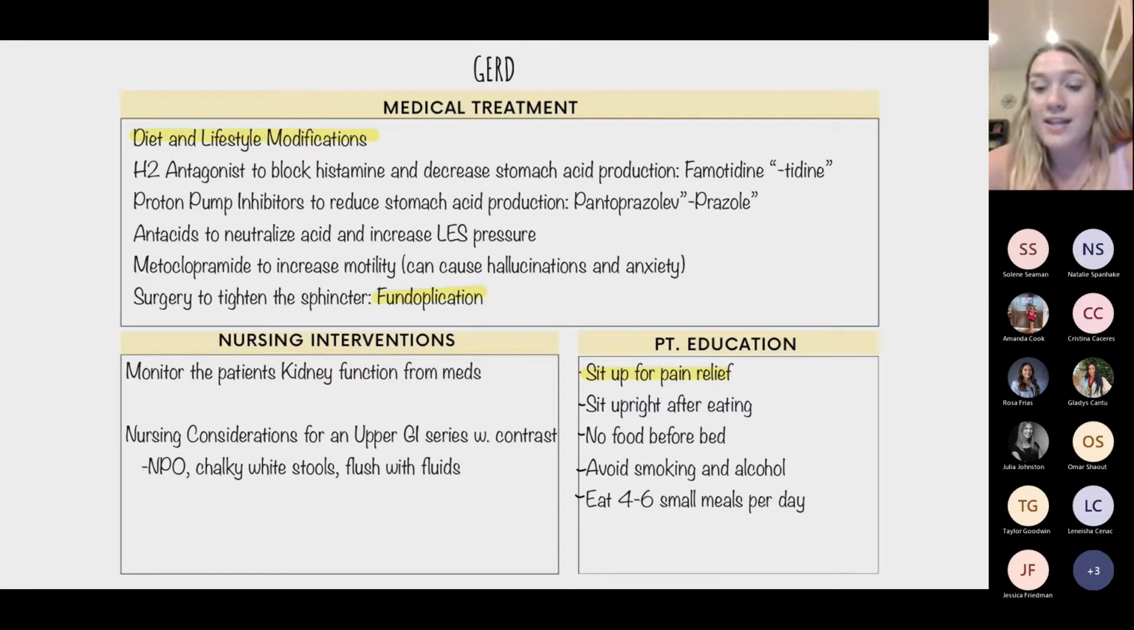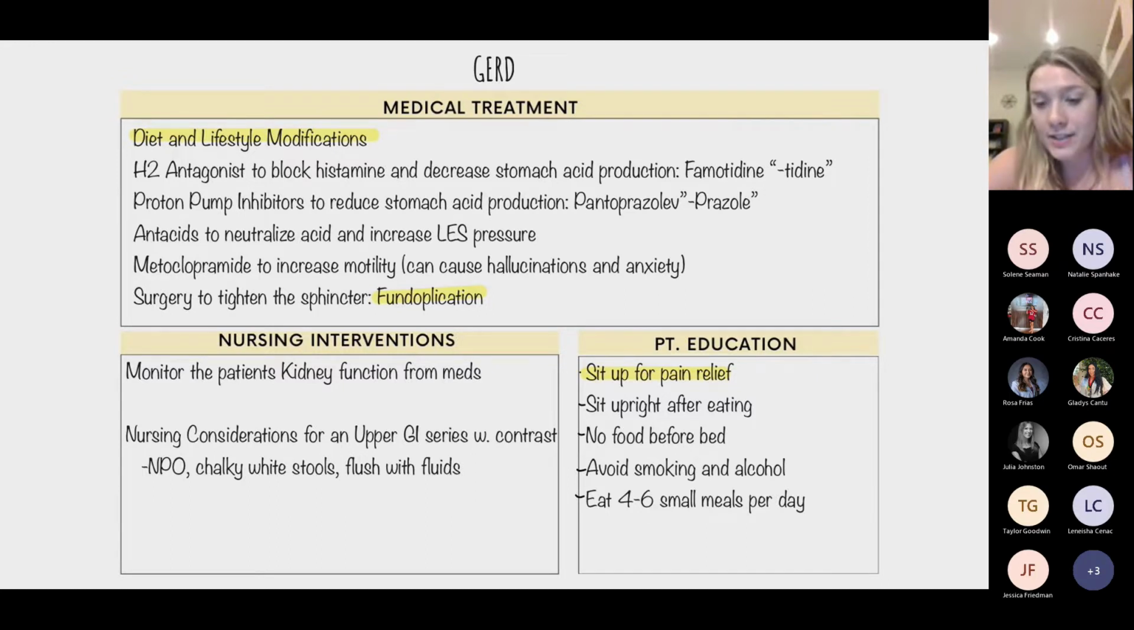Again, a lot of it's going to be that diet and lifestyle modifications. We really want to reduce the acid of the stomach so that if it does come back up, it's not going to give the patient a lot of pain. Again, reducing that risk of Barrett's epithelium. They can also undergo a fundoplication for this as well.